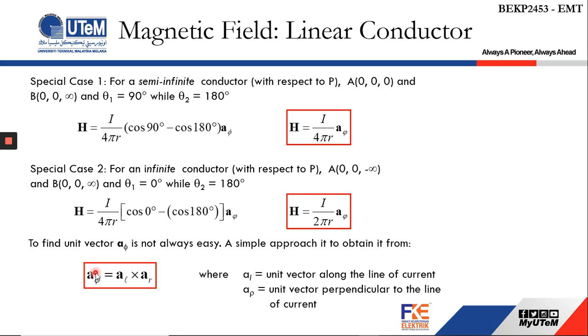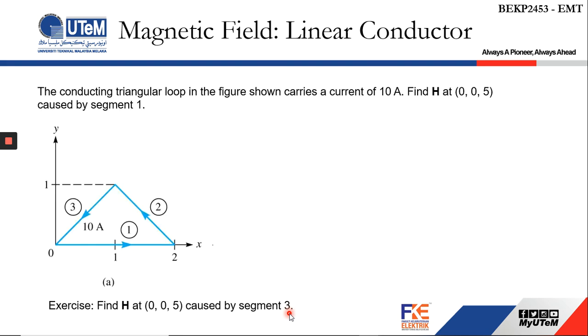Another important thing is the direction of the unit vector. We need to see an example to understand this better. But anyway, to find the direction, it is equivalent to aL cross aR, where aL is the unit vector along the line of current, and aR, so this is a typo, is the unit vector perpendicular to the line of current.